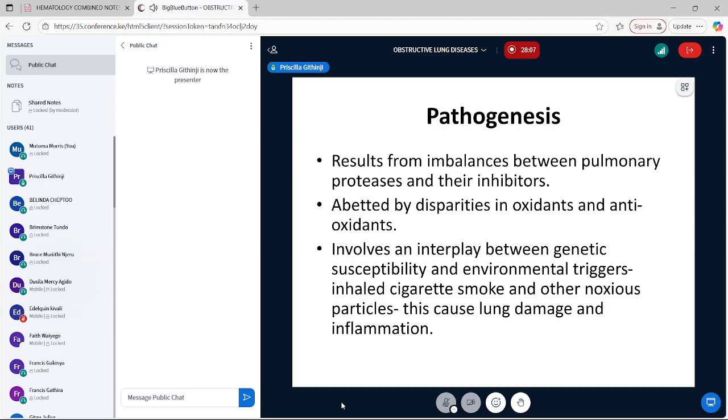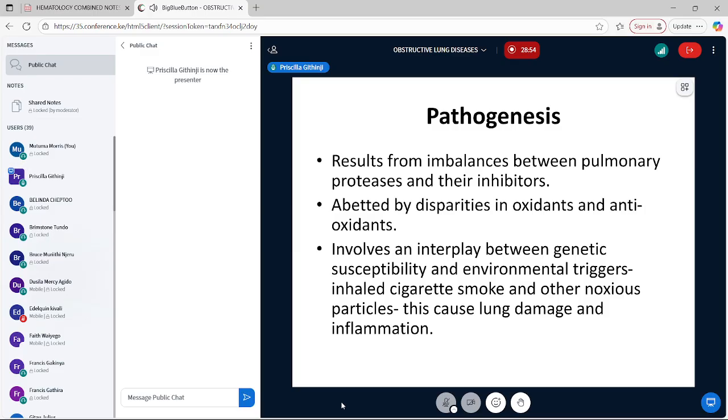These oxidants are your reactive oxygen species, and the antioxidants are your enzymes or your endogenous antioxidants, like vitamin A, that usually help to counteract the activity of these oxidants. So in the end, you end up having more destruction. It also involves an interplay between genetic susceptibility and environmental triggers. That is, in this case, inhaled cigarette smoke or other noxious particles, like what you'll inhale in air pollution if you're cooking with charcoal or firewood, and this will cause lung damage and inflammation.